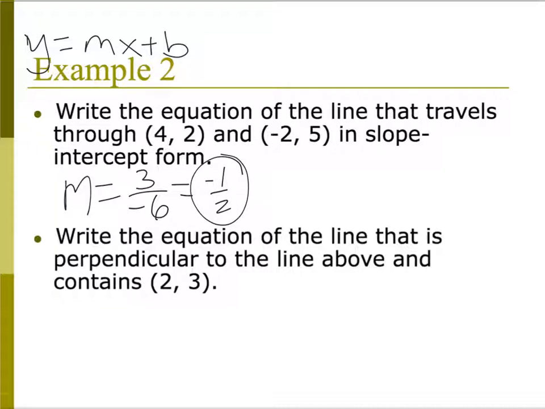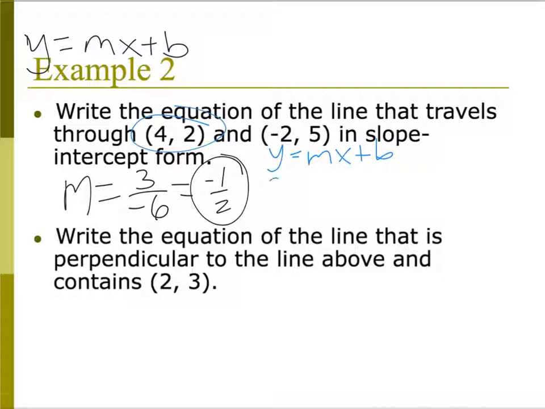Next, I need my y-intercept. Well, I don't have that with these two points, but I can find it. Some people do it by using point-slope form. Some do it using slope-intercept. I'm going to do it with slope-intercept here. So what I can do is take my y equals mx plus b. I can take either one of the two points that I have. Let's say I'm going to use 4, 2.